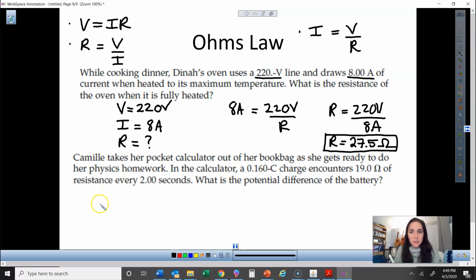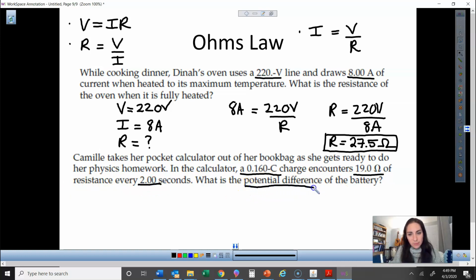Let's try the next calculation. Camille takes her pocket watch out of her bag and she gets ready for her homework. In the calculator, a 0.16 Coulomb charge encounters 19 ohms of resistance every 2 seconds. What's the potential difference in the battery?